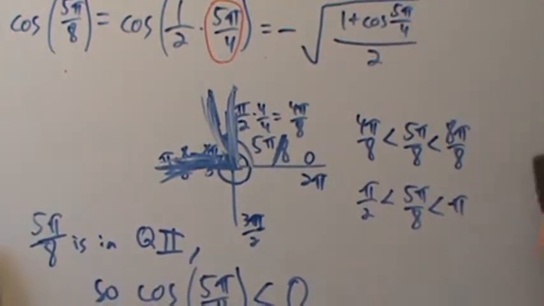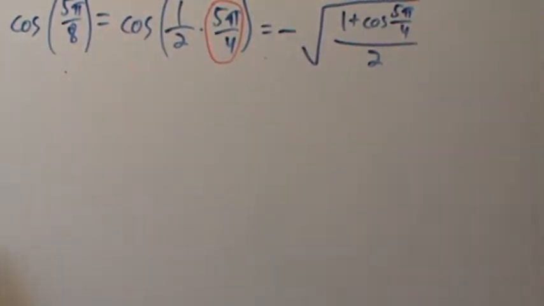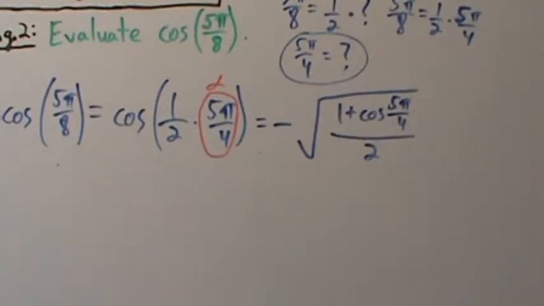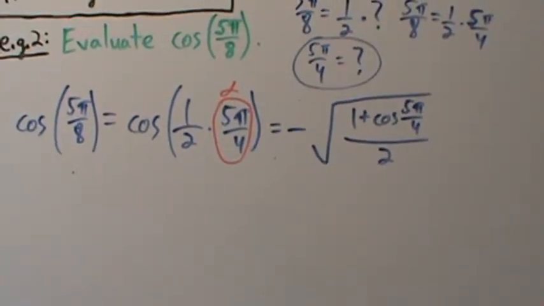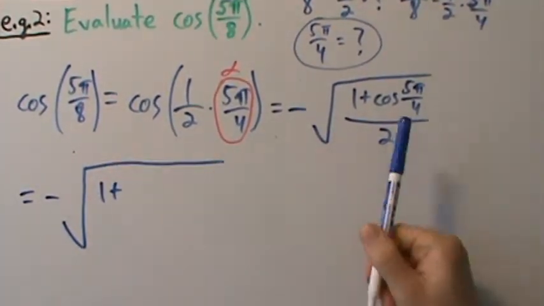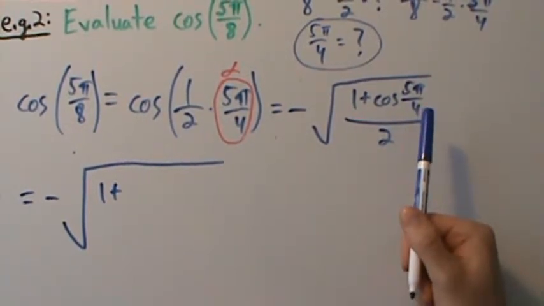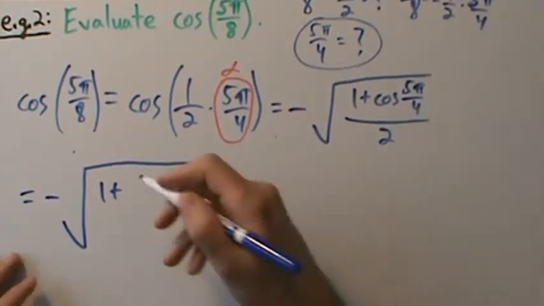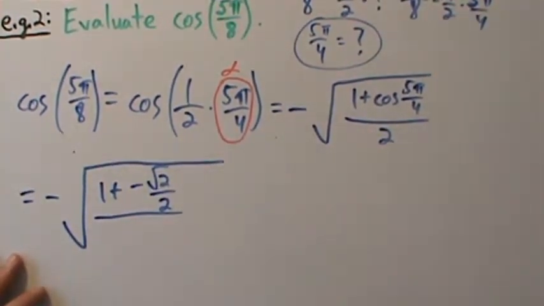Okay, so let's erase this to make more room. Now from here it's just a matter of knowing the unit circle, simplifying, and some arithmetic. So this equals negative big square root, then we have 1 plus cosine of 5 pi over 4. Again, this is just a matter of knowing the unit circle. So cosine of 5 pi over 4 is going to be negative root 2 over 2. And then we're still dividing by 2 here.